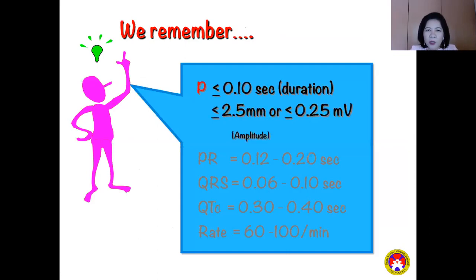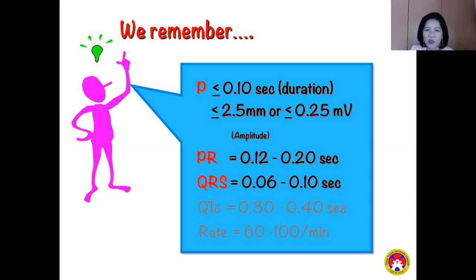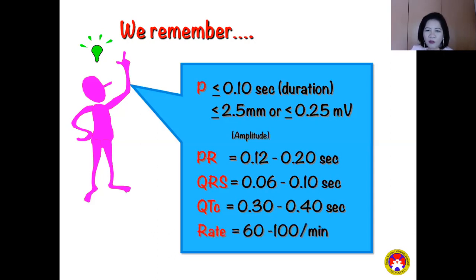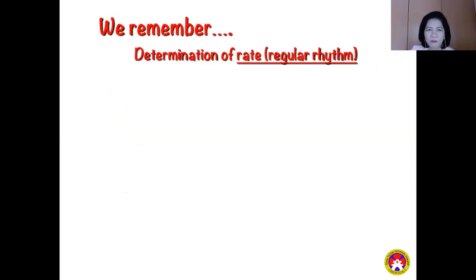We need to remember normal values. A normal P wave in duration should not last more than 0.10 seconds and should not be more than 0.25 millivolts or 2.5 small squares in height. The PR interval should be from 0.12 to 0.20 seconds. The QRS should be from 0.06 to 0.10 seconds. The QT interval should be from 0.30 to 0.40 seconds at a heart rate of 60 to 100 per minute.